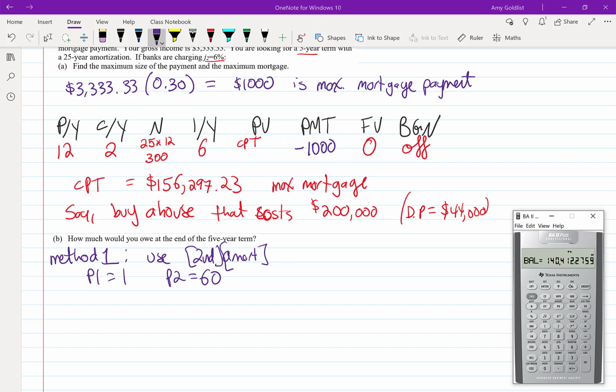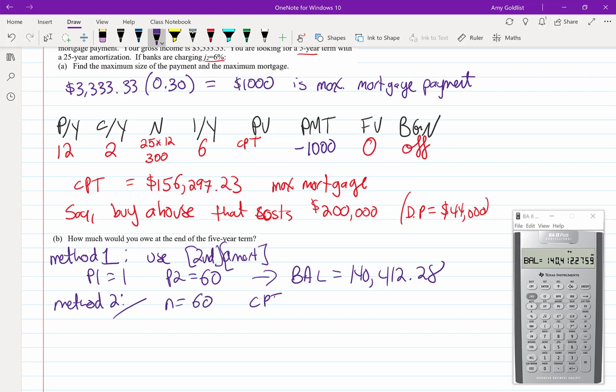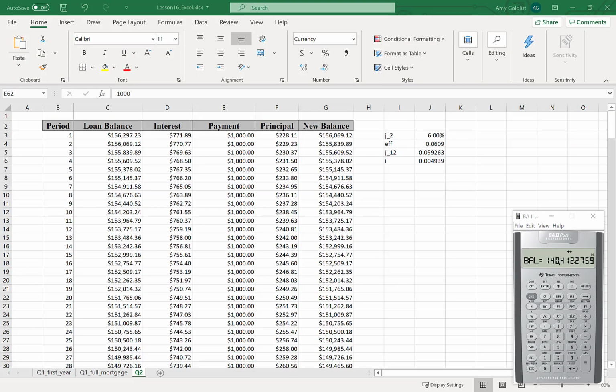So if I go down, now my balance is $144.12 and 28 cents. Method number 2, well, we could just set n equals 60 and compute the future value. And that would be the exact same thing. Method 3, because we always have another method, is to use Excel. Let's look at this with Excel.